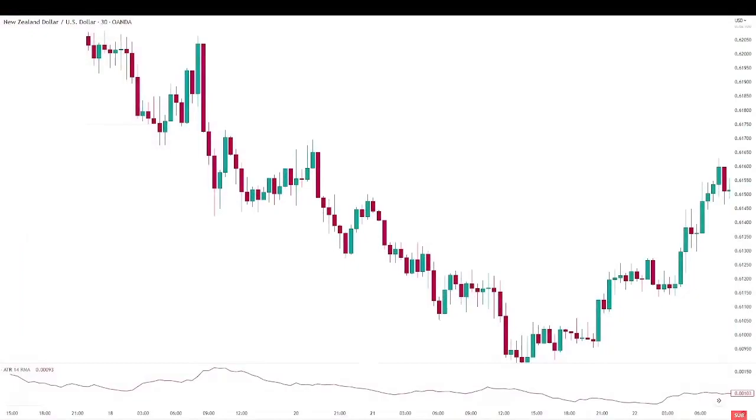Let's see another example. Here on the New Zealand dollar 30 minutes, we had a downtrend, and then the market made a double bottom and broke it to the downside. So first, we will draw a line on the close of the lowest candle of the double bottom pattern and wait for the price to touch it.